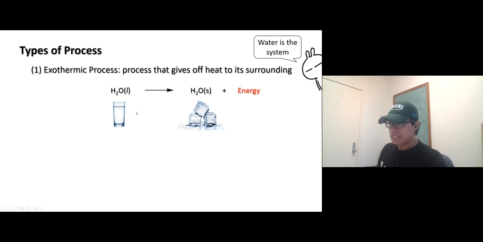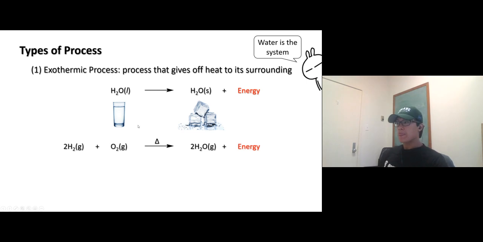So let's say water is a system. So converting liquid water to an ice water. So you put liquid water into the freezer, right? So it will lose heat because the freezer is cold. So liquid water loses heat, become ice water. So we can write like this: liquid water to ice water plus energy. So energy is coming out.